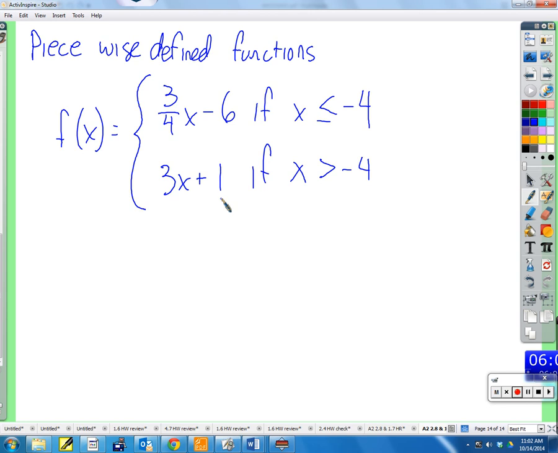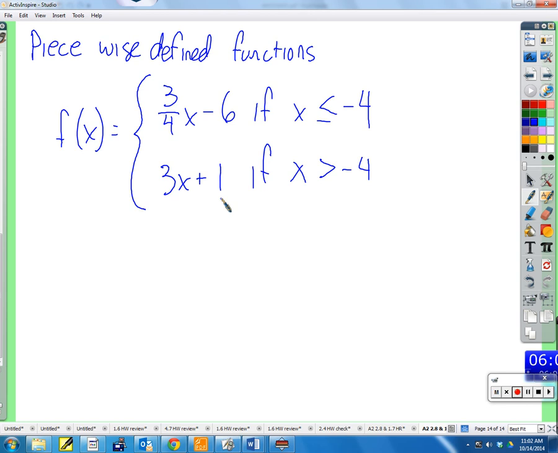The thing about this that makes it a piecewise function is that instead of just being 3/4 x minus 6, and that's the function, or instead of just being 3x plus 1, it's 3/4 x minus 6 for some values of x, and it's 3x plus 1 for other values of x. And we could cut a function into 3, 4, 5, 6 pieces if we wanted to. In this case, we just cut it into 2 pieces.